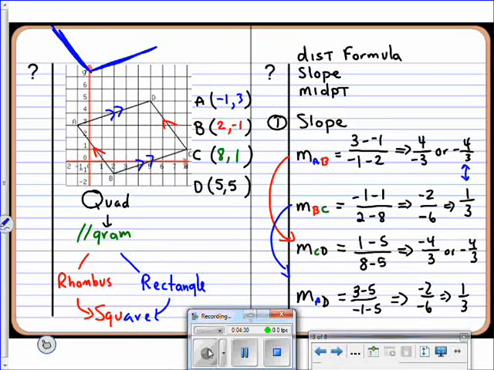Okay, so now we need to check to see if it's a rhombus. Now to do a rhombus, one of the things I do is check just to see if two adjacent sides, two sides next door to each other, are congruent, and that's going to be a distance formula problem. So let me take this information and downsize it so that I have more work room.